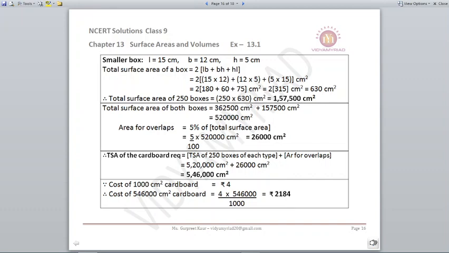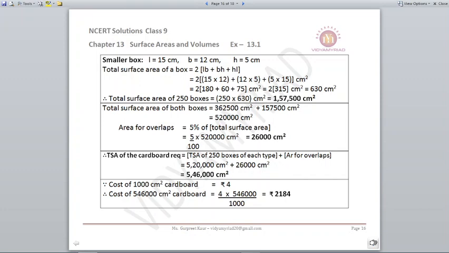Your total surface area of both boxes is 520,000. Zeros get cancelled, so it comes to 26,000 centimeters square extra is required. That will be added to the total surface area. So 520,000 was already there. You will add 26,000 to it. You get 5,46,000 centimeters square.